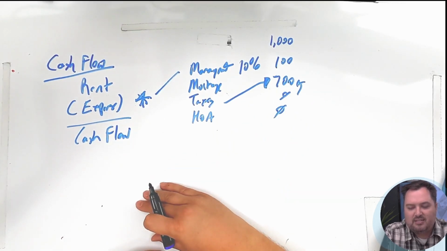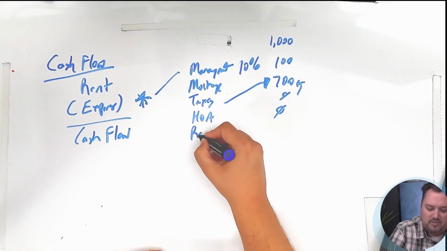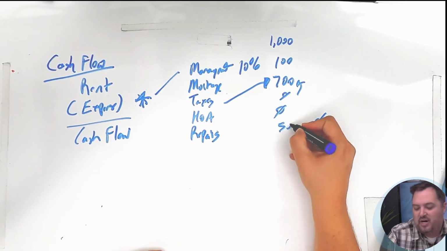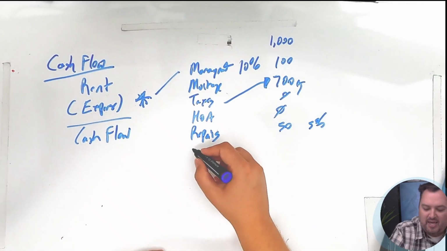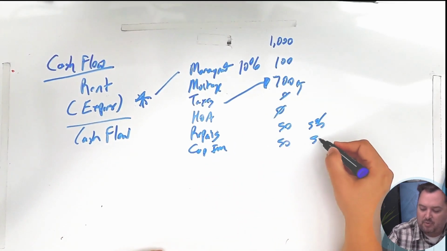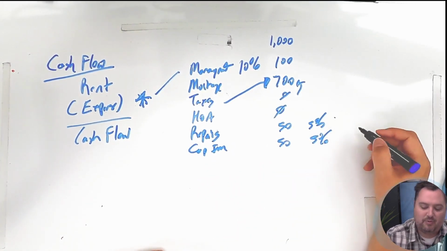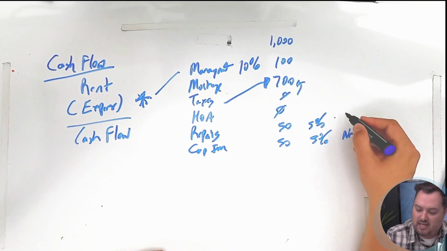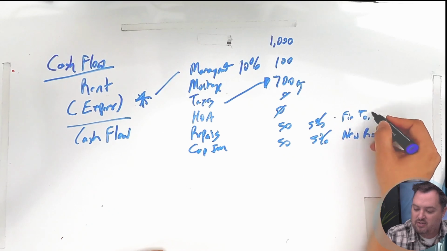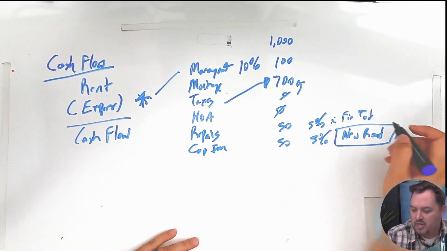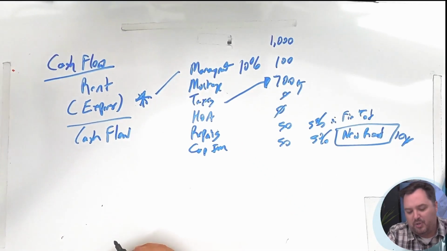Now we start getting into some of the nitty gritty that most people don't think about. So now you've got your repairs. Okay, and what I plan on is 5%. So I'm going to put $50 in repairs a month. Then I've got my capital improvements, and I put $50 a month into capital improvements. What are capital improvements and the difference between repairs? This is like a new roof, and this is like fixing a toilet. So these are little things you're going to do along the way, and this is a big thing that you're going to do every 10 years.